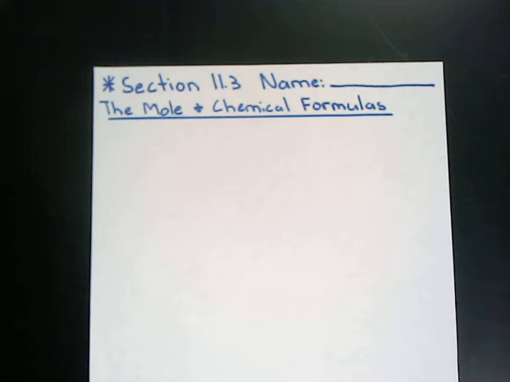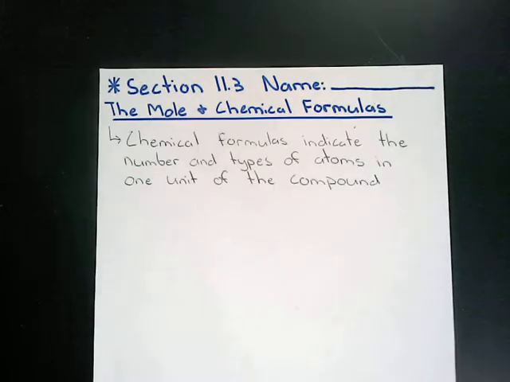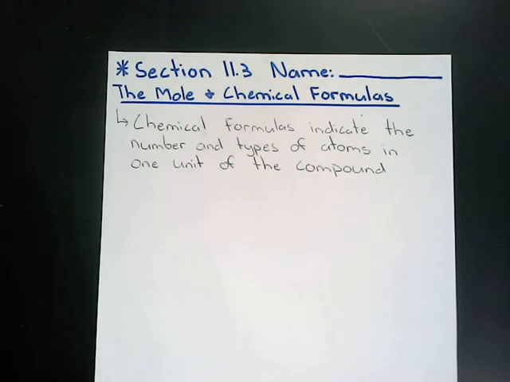So let's get started with how we can use the mole and relate it back to chemical formulas. It's really interesting when we write down a chemical formula. What we're actually doing is indicating the numbers and types of atoms contained in one unit of the compound. Now, a really important point here is this. The ratio of atoms in a compound is equivalent to the ratio of moles of different elements in that compound.